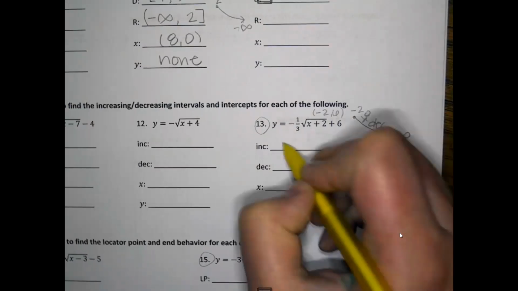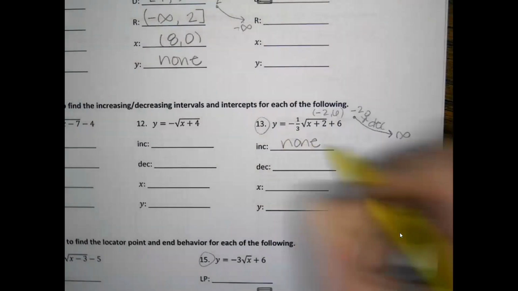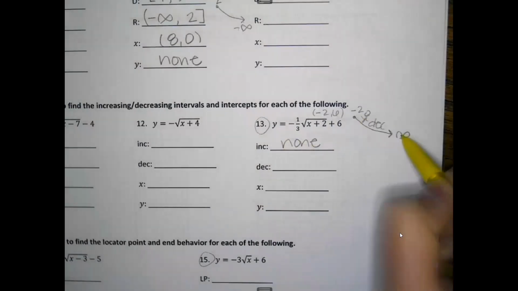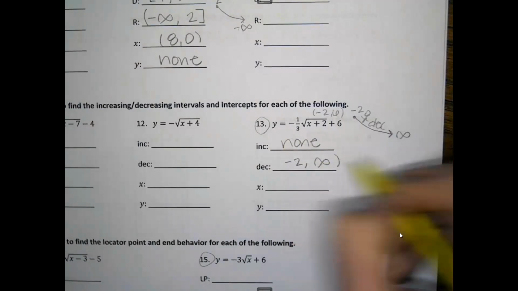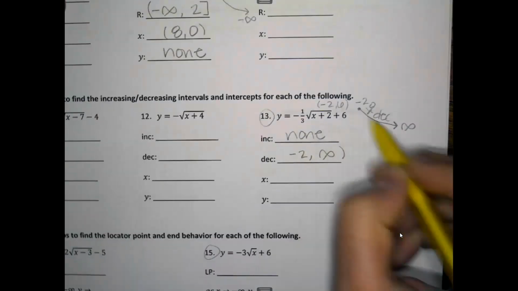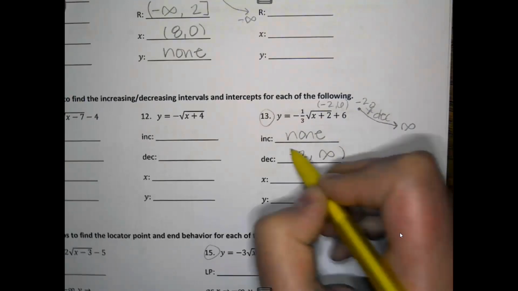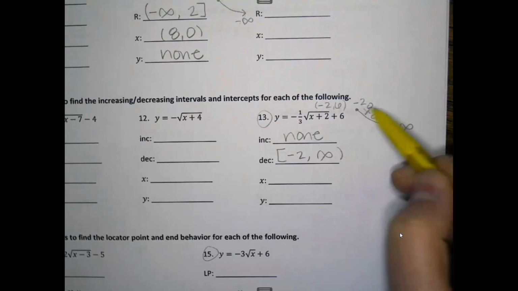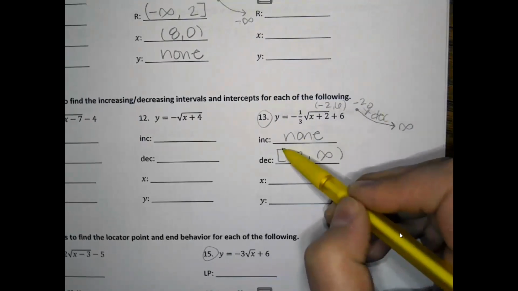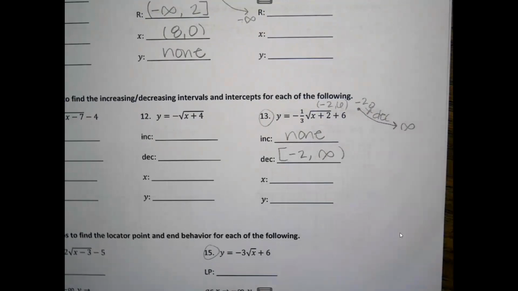So for increasing, I'm going to say none. For decreasing, I'm going to say -2 to infinity. Infinity can never be included. -2 here, when he starts walking, he's decreasing right here at the point as he's walking there. If you want to put parentheses for all of your increasing and decreasing intervals for every single time you answer one of those questions in this class, that is totally fine. I'll give you full points every time.